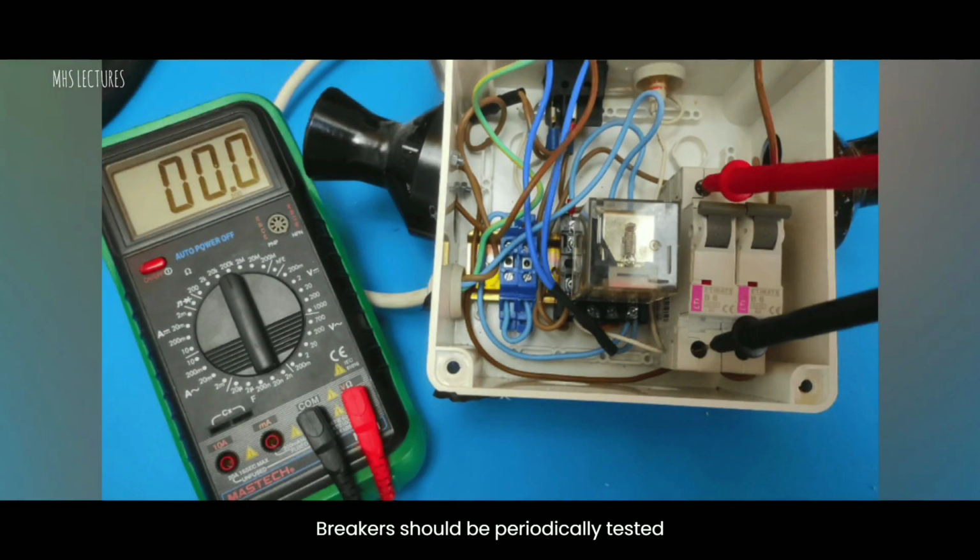6. Testing and maintenance. Circuit breakers should be periodically tested and maintained to ensure their proper functioning. Regular inspections, cleaning, and testing of the tripping mechanism are important to identify any defects or malfunctions.